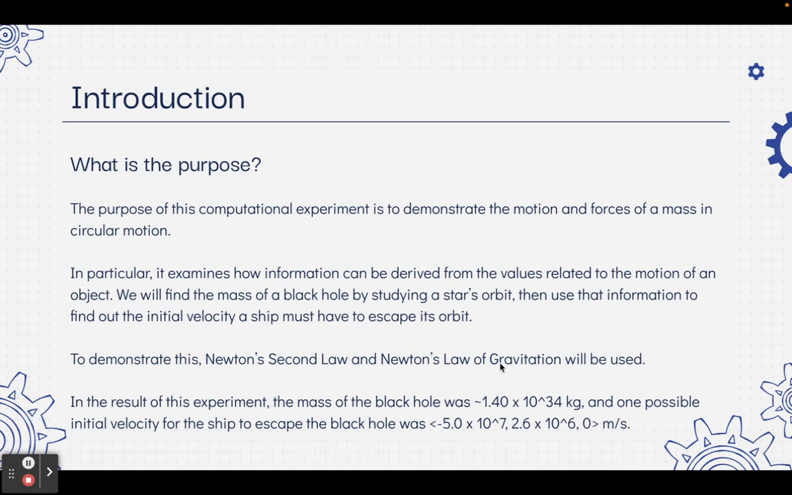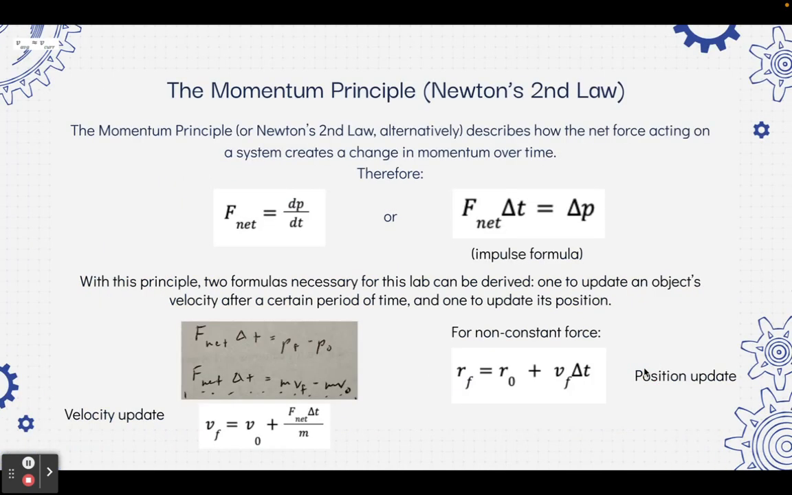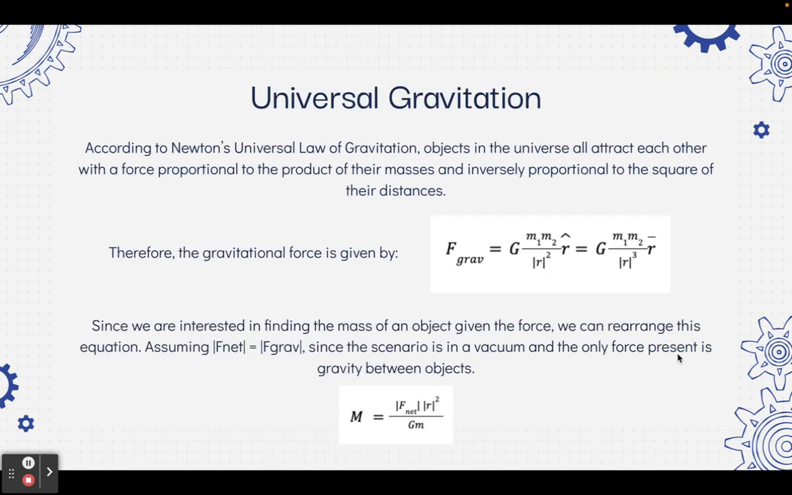So we use Newton's second law and Newton's law of gravitation, and in the result of this experiment, we found these values. So the momentum principle describes how the net force acting on the system changes the momentum over time. Using the impulse formula, we can rewrite F net as the rate of change in momentum. And here we have the velocity update and position update formulas derived from this fact.